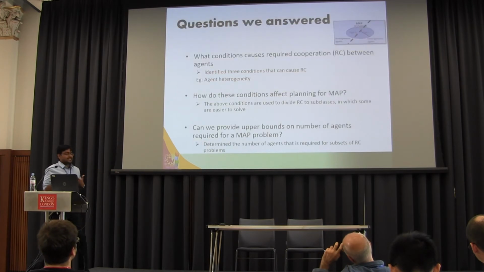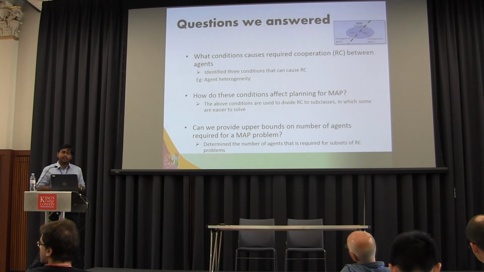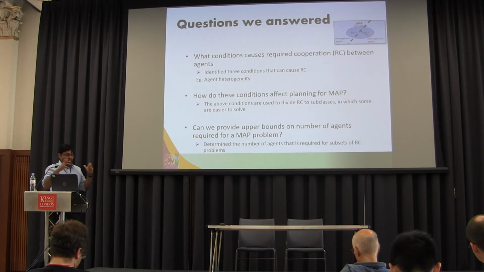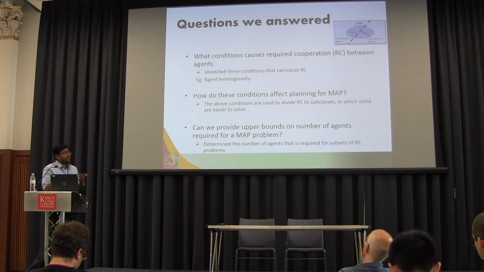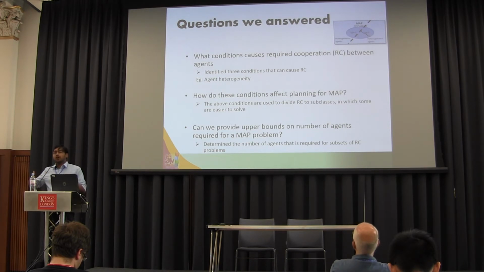Now, in this work we've been asking ourselves three main questions. One, what conditions require a problem to have required cooperation? That is, under what conditions are multiple agents actually required to solve the problem? The second, how do these conditions affect planning for multi-agent problems? Are there certain subsets of multi-agent problems that can be solved more easily than the rest? And finally, can we provide an upper bound on the number of agents?